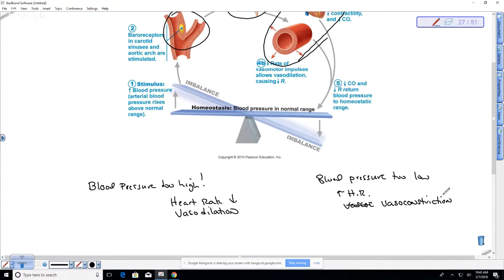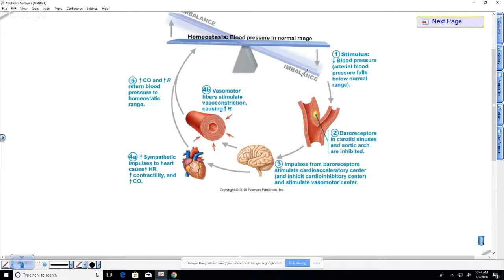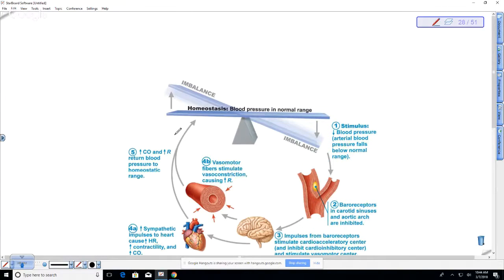So in the next diagram, they show it being too low, right? So the stimulus here is the blood pressure is too low. The baroreceptor can detect that. The control center sends out a signal. And the sympathetic nervous system is going to innervate the SA node and cause heart rate to increase. It's going to innervate the smooth muscle of the blood vessels and cause the smooth muscle to contract. So we cause vasoconstriction, and then that is going to cause us to go back to a normal range of blood pressure.